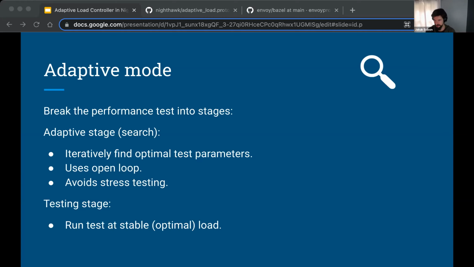And then in each of these iterations, we use open loop. So we don't listen to the feedback from the system under test. We just run under the settings we set and we observe. And based on how the system behaves, we decide, are we in stress or are we too low or are we optimal? Once we decide we're optimal, we go into the testing stage that will run on those optimal parameters. So the goal of the adaptive stage is to avoid stress testing by figuring out, oops, this was too much RPS. I'm now stress testing the system. Let's pull back.